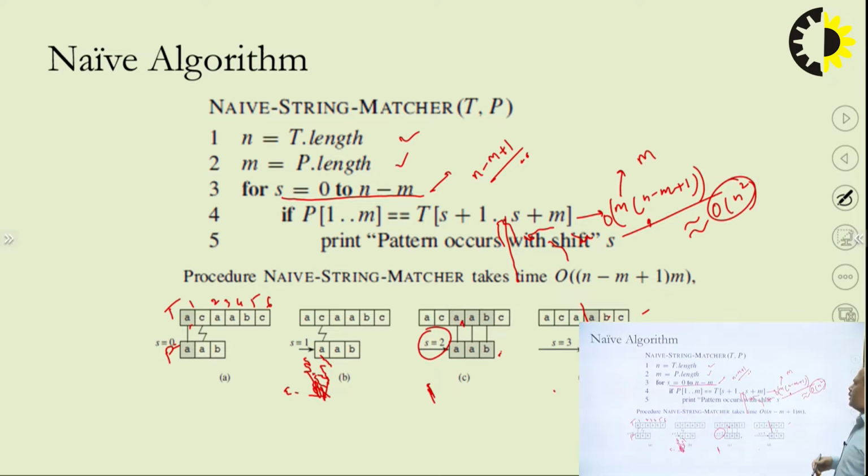If we increase the pattern length and text length, in that situation m is less than or equal to n, so the total time will be m multiplied by this value. So this is not a very good algorithm.